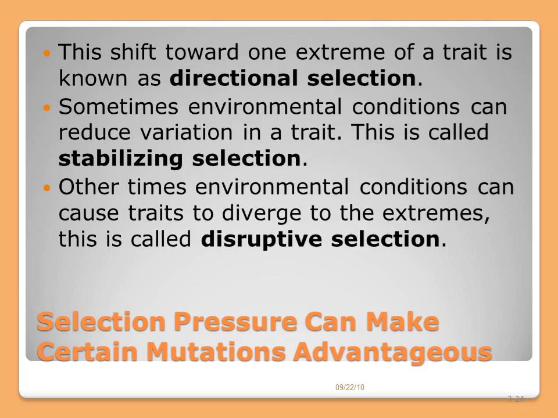The shift towards one extreme of a trait is known as directional selection. So for example, you look at your giraffe and only the giraffes with the longest necks have survived. This is a directional selection. You're moving toward the direction of long necks. Sometimes the environment favors the trait that's sort of right in the middle. So it's not the extreme. They call this stabilizing selection.